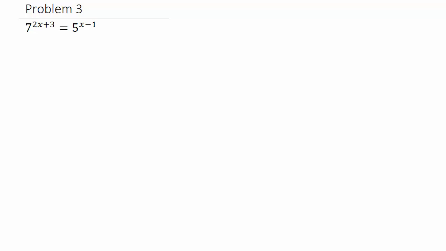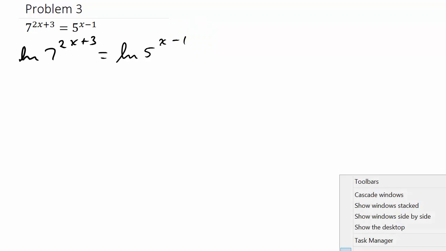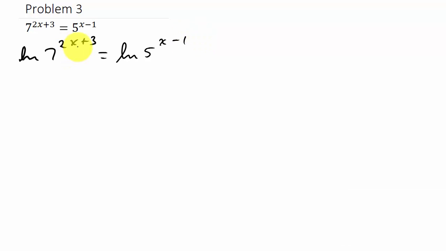Same thing. We cannot get the bases the same, so I'm going to take the natural log of both sides. So natural log of 7 to the 2x plus 3 equals natural log of 5 to the x minus 1. And then we use the property again that says we can bring the exponents down in front and multiply. So that's 2x plus 3 times natural log 7 equals x minus 1 times natural log 5.